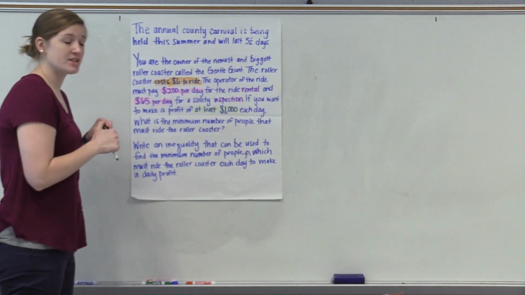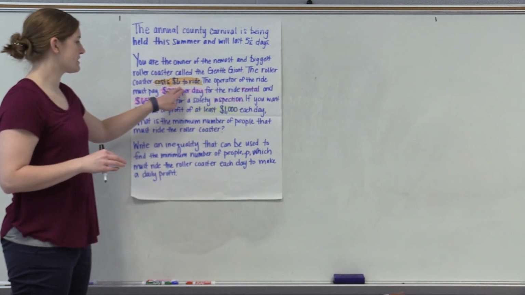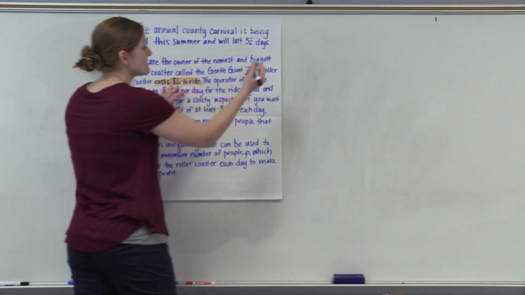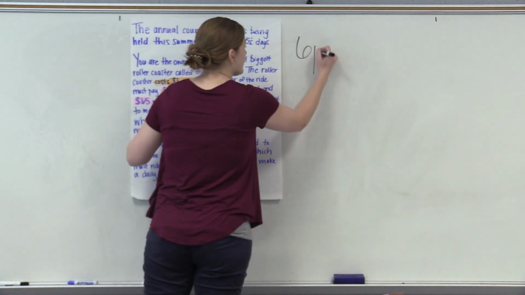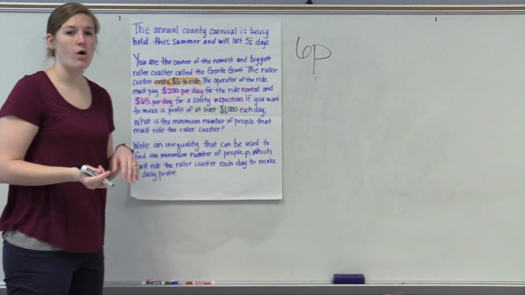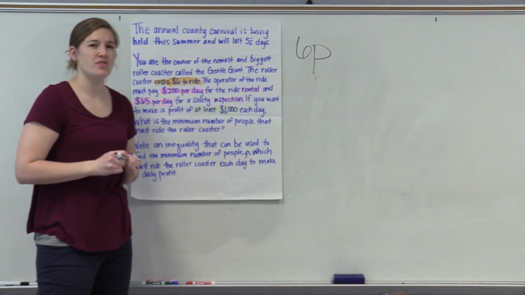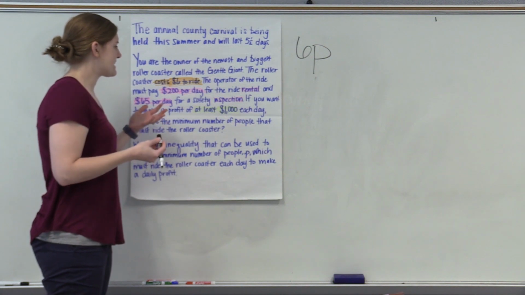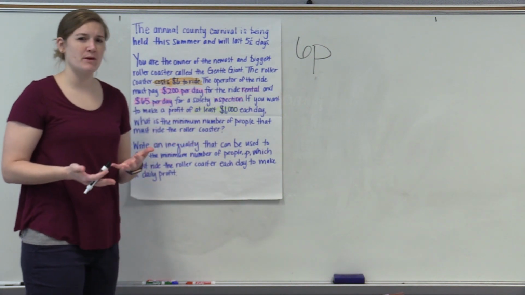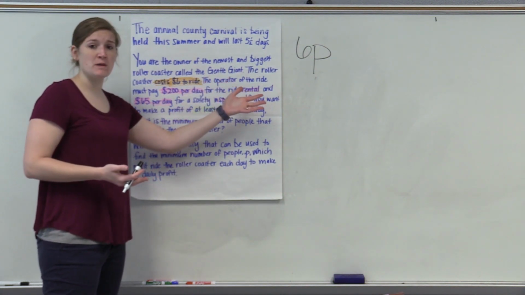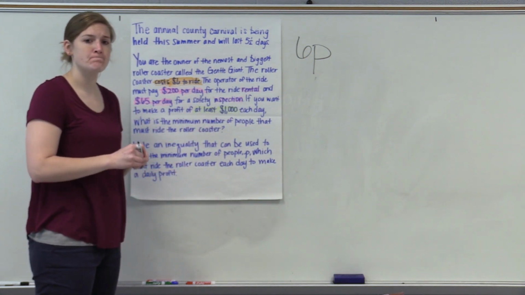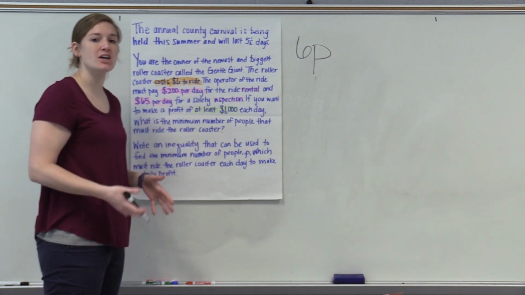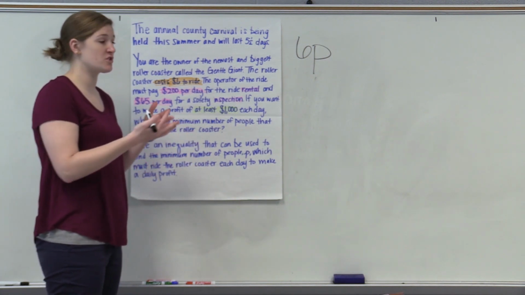Okay, so now that you've had a chance to think about it, keep in mind that every person is paying $6 to ride the ride. So that 6P is going to be part of our inequality. The other thing that we have to think about is, what daily expenses does the operator have, and what would we do with those daily expenses? Are we going to add them to the 6P, or are we going to subtract them from the 6P? Right, we're going to subtract them because they're daily expenses. We're going to take away the daily expenses from our 6P.